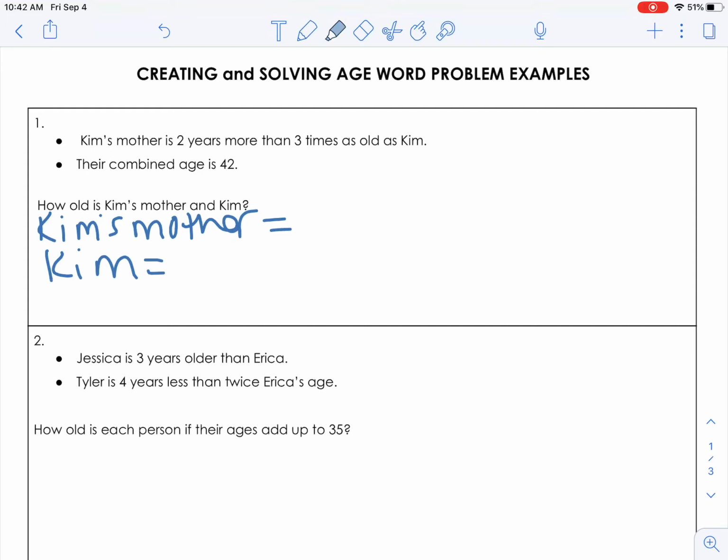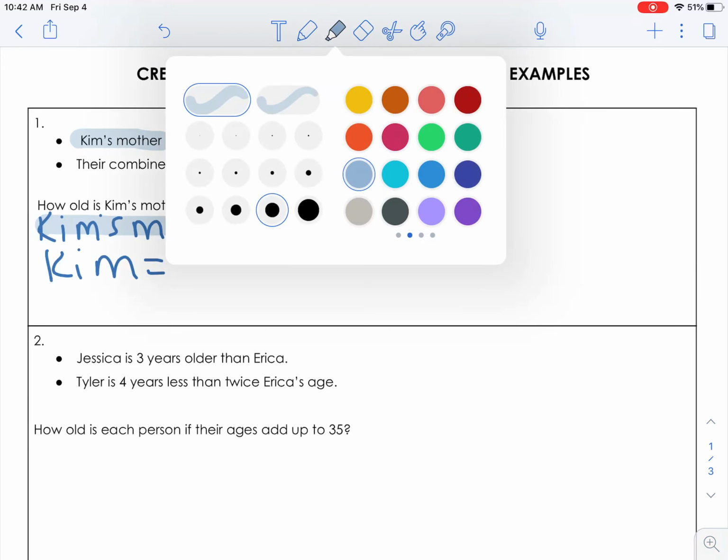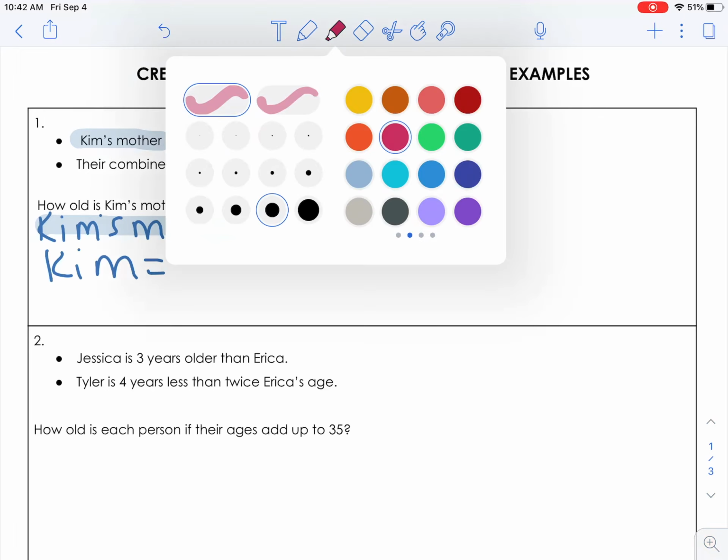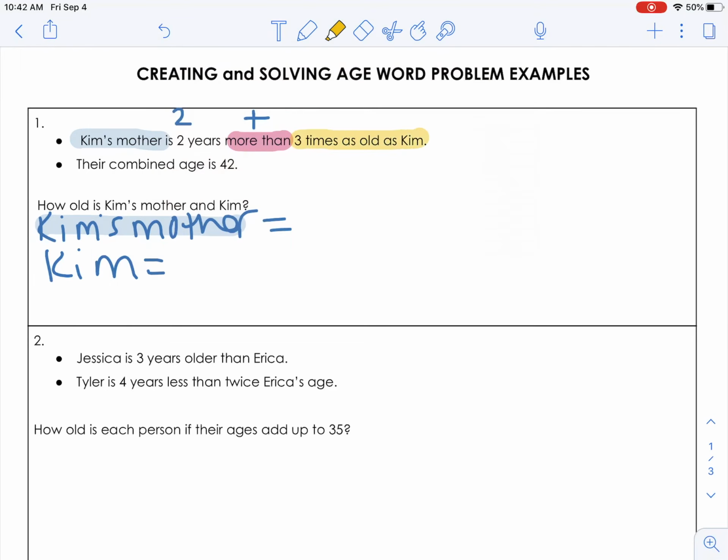This very first bullet point talks about Kim's mother. So that's this first clue. And it says we have 2 years more than 3 times as old as Kim. So if I'm going to translate this expression into algebra, I have 2. More than means addition. And then it states we have 3 times as old as Kim. Now we don't know how old Kim is, so we can represent Kim with K or X. Let's just use X. And to show that's 3 times as old as Kim, we're just going to put a 3 beside that X. So 3X means 3 times X, or 3 times as old as Kim.